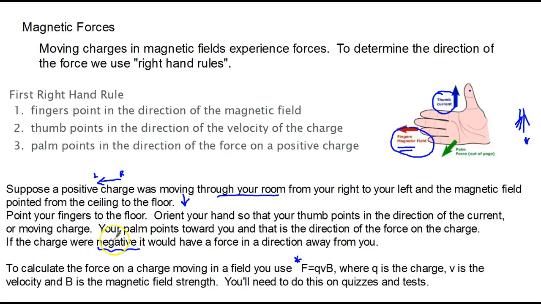You can either use your left hand for a negative charge, or you can use your right hand rule and just flip 180 degrees the direction of the force that you get. If you want to calculate the force on that moving charge, the force is equal to the charge quantity times the velocity of that charge times the strength of the magnetic field. You will have to do that on quizzes and tests.